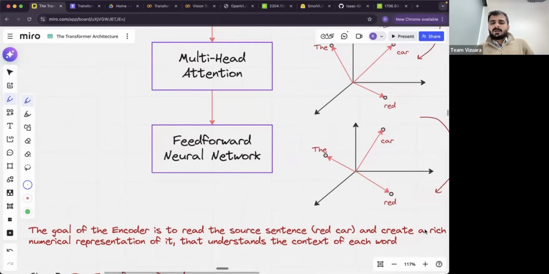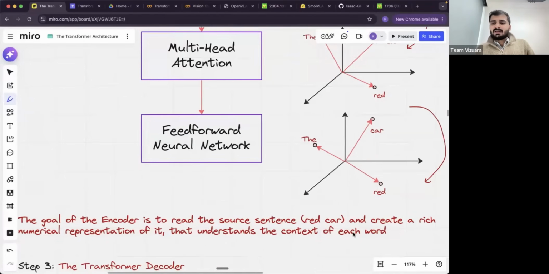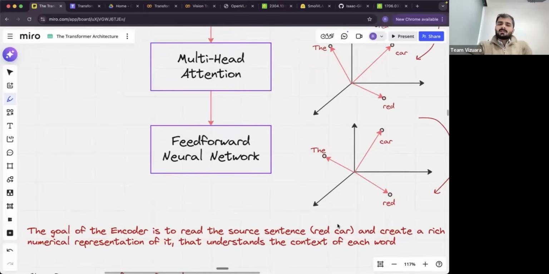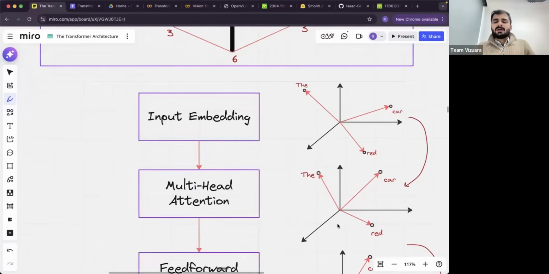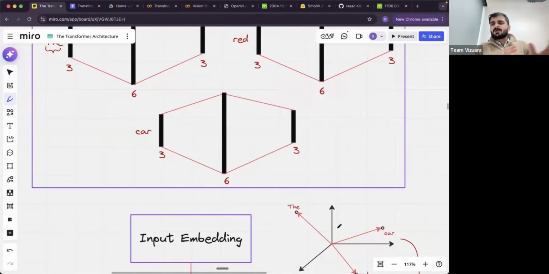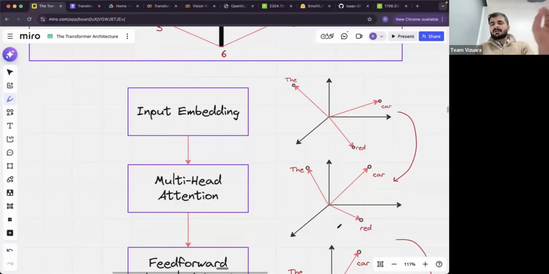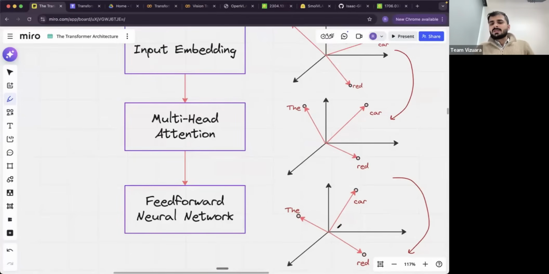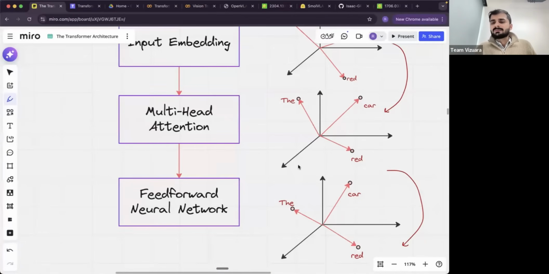So the purpose of the encoder is to read the source sentence, which is the red car, and create a rich numerical representation of it that understands the context of each word. Remember, we had discussed the encoder in the variational autoencoders also. There, the encoder takes in any image and creates a latent space. This is also very similar to that. We are also taking an input sequence and converting it into a latent space, which is capturing the hidden factors of variation or the context of that space.